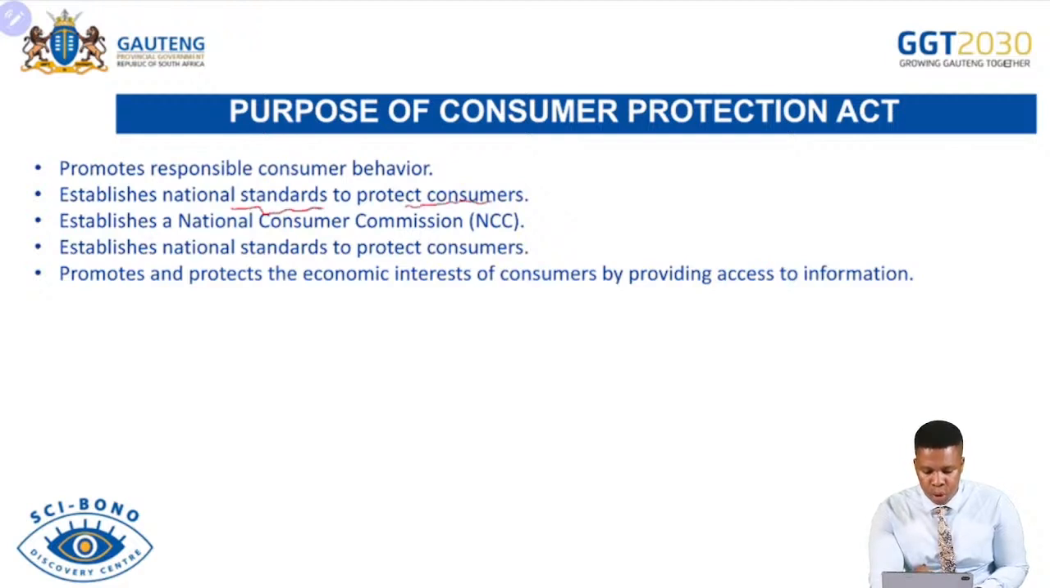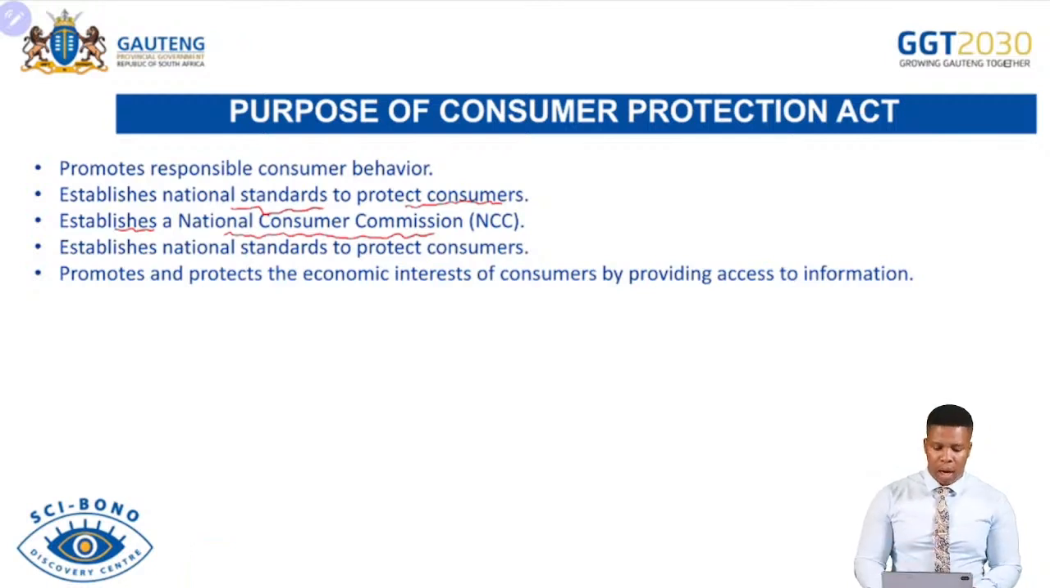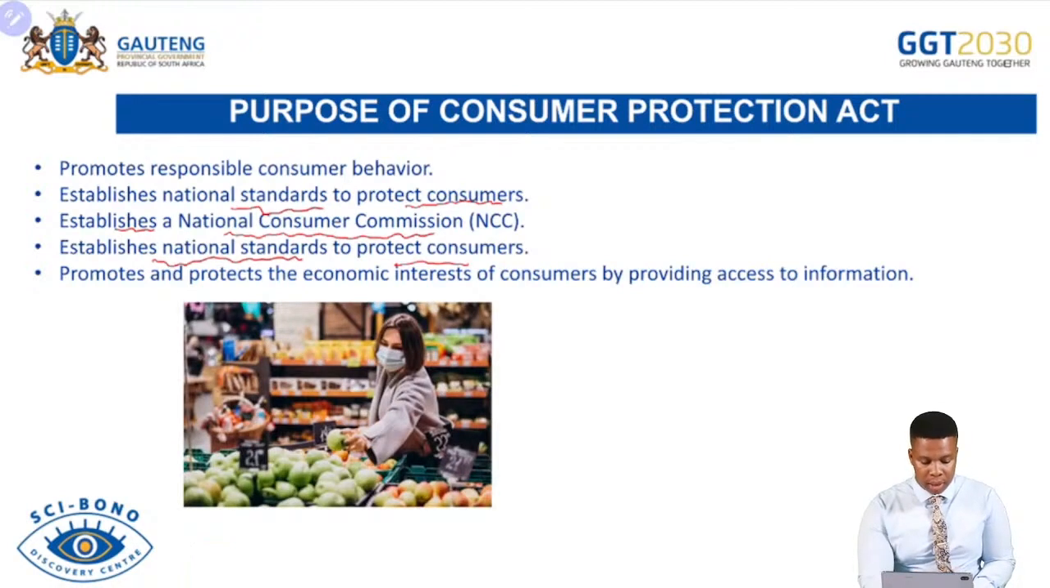And then it also establishes national standards to protect consumers. When we are talking about national, we are talking about South Africa as a whole. So South Africa as a whole establishes standards or guidelines on how consumers can be protected from businesses who would be taking advantage. And then furthermore, it establishes a National Consumer Commission, which basically provides guidelines on how to protect consumers. And we should know that consumers buy goods and services every day. So it's important for these consumers to be protected.